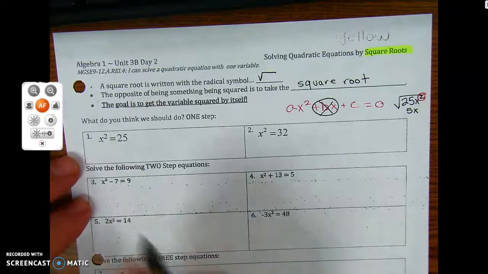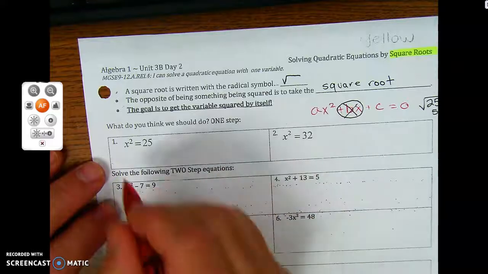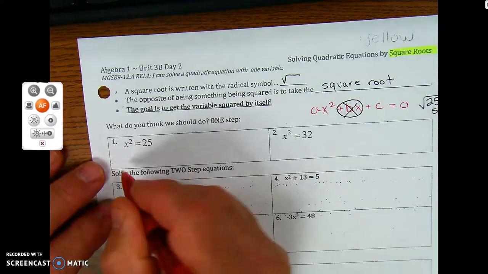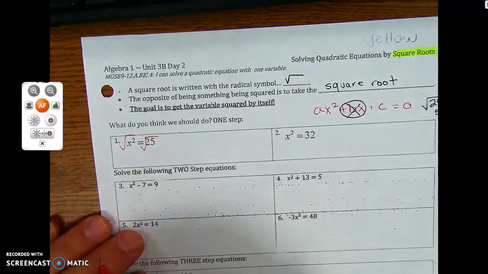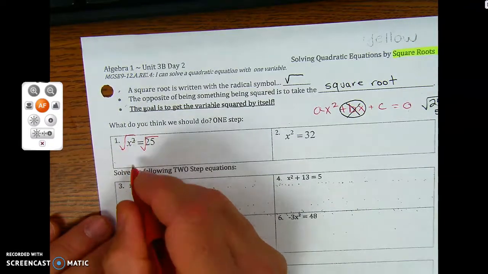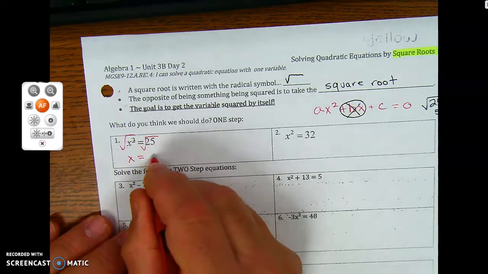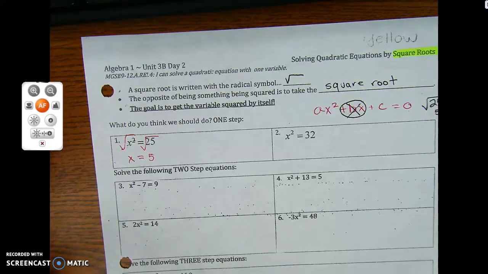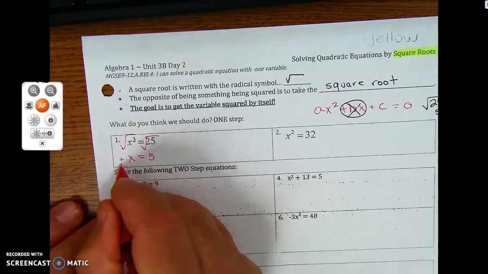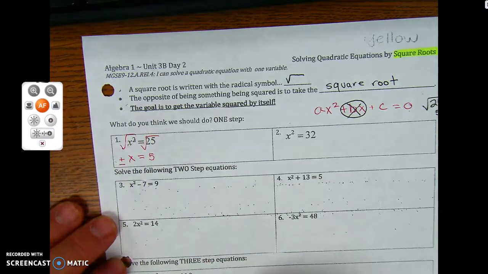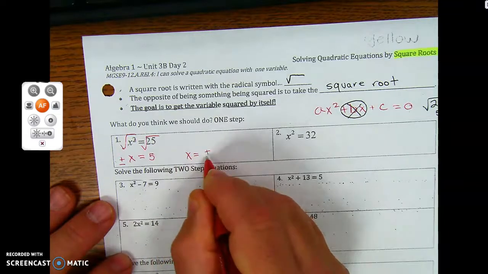So what do you think we should do? These are one-step equations because x squared is already by itself, so we should take the square root of both sides. The square root of x squared is just x, and when you type the square root of 25 in your calculator, you get 5. However, there are two answers to this problem because the square root of x squared really equals plus or minus x, positive x or negative x. So that gives us x equals plus or minus 5.